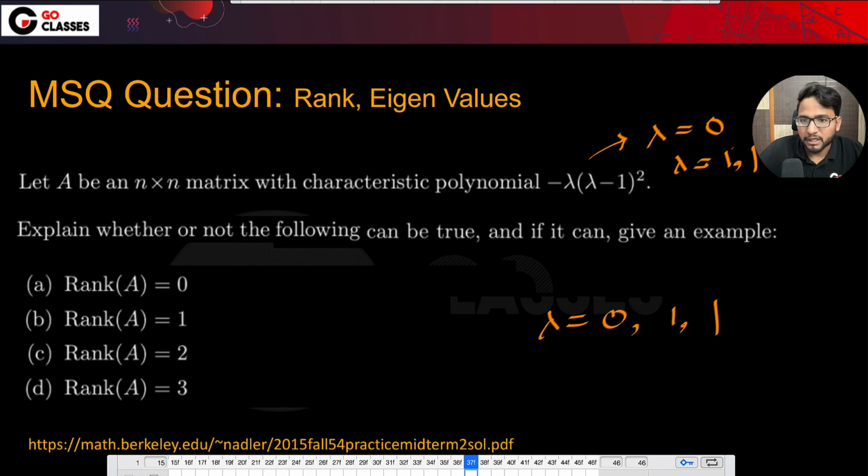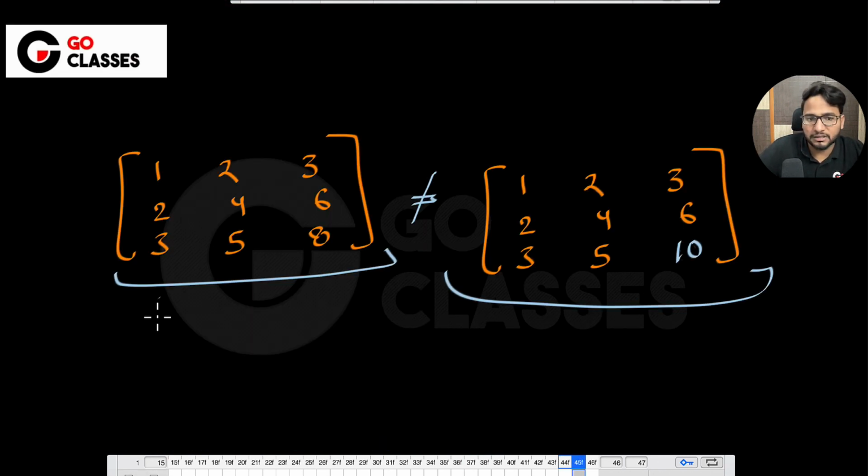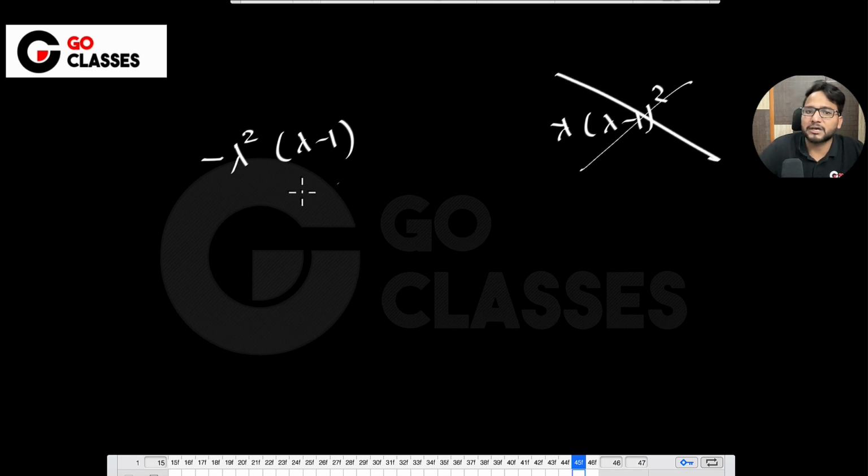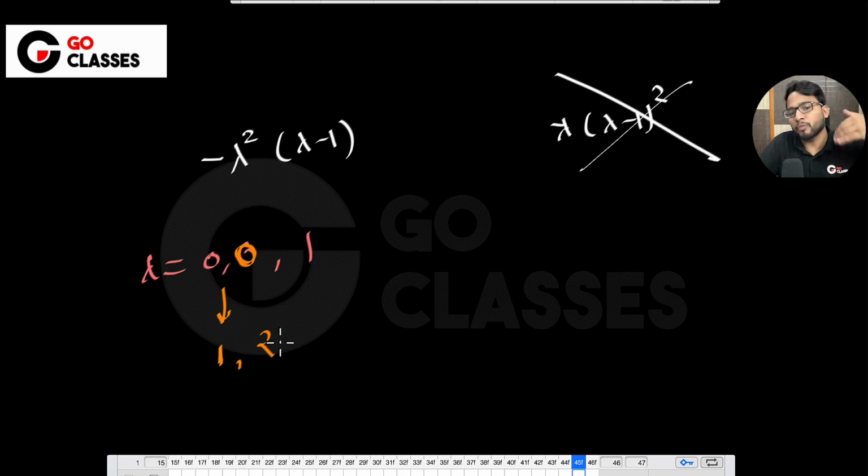Suppose instead of giving me this characteristic equation, they give me this kind of equation. Then lambda equal to 0 is repeating how many times? 2 times. Now interestingly, if any lambda repeats more than one time, then the number of linearly independent eigenvectors could be just 1. At max, if it is repeating 2 times, it could be 2 also. It cannot be more than 2, so it could be 1 or 2.